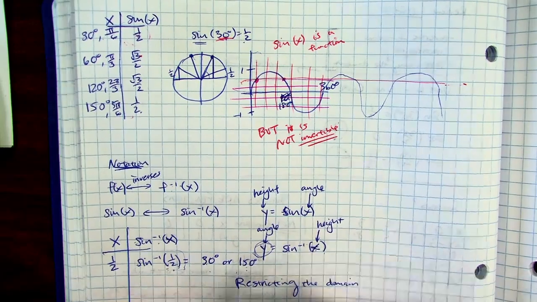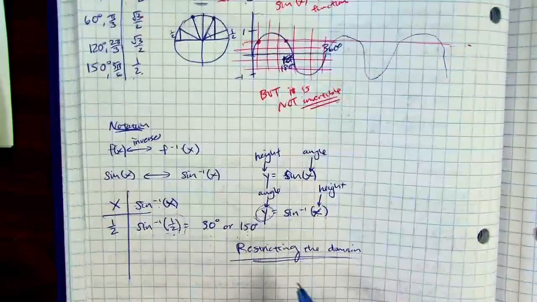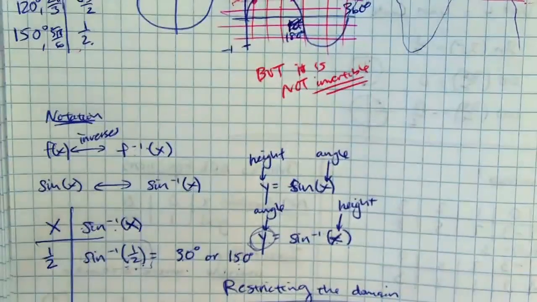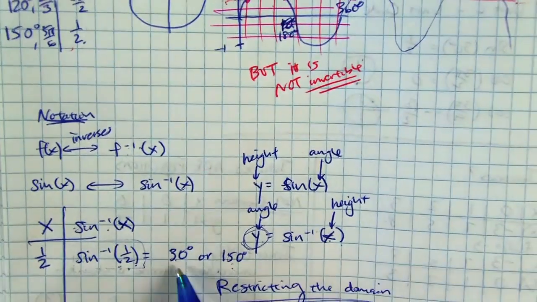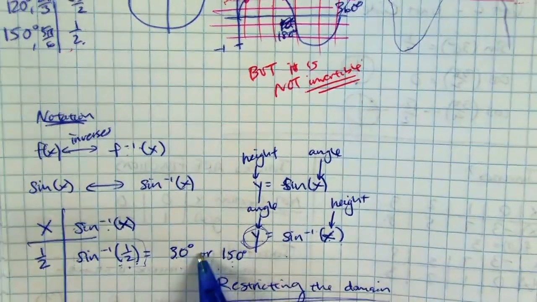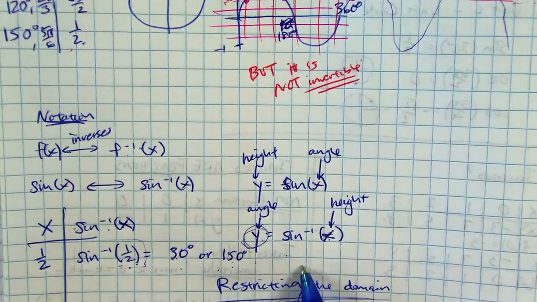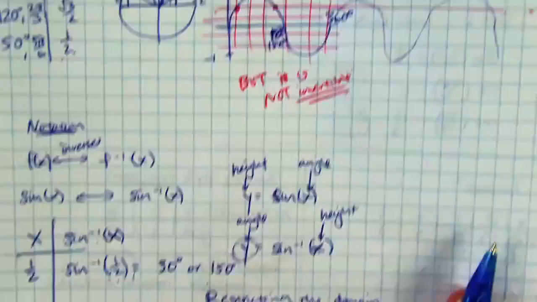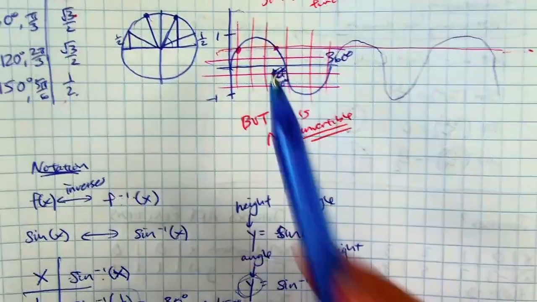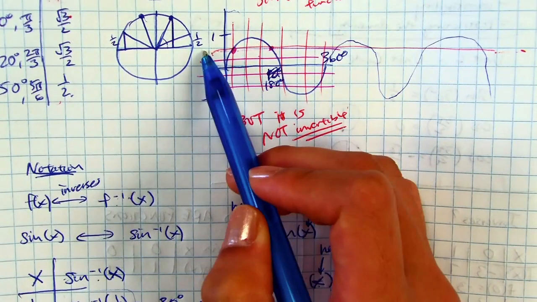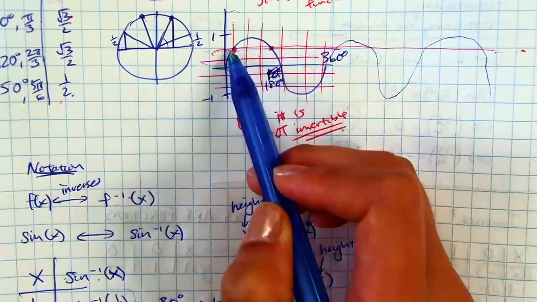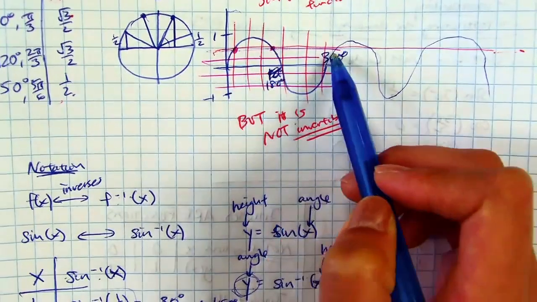So to restrict the domain, restricting the domain helps me be able to choose one of these values. Do I choose 30? Do I choose 150? Do I choose 30 plus 360? And coming over to my graph here, if I have the height of 1/2, do I choose this point here, this point here, this point here, or this point here?